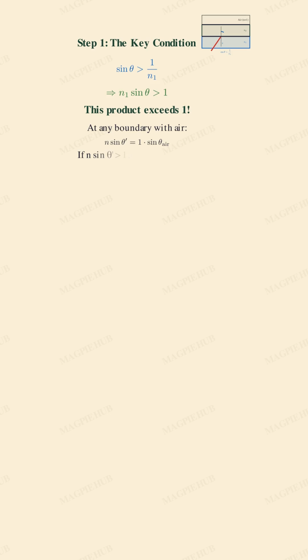Step 1, the key condition. Since sin theta is greater than 1 over N1, multiplying both sides by N1 gives us N1 sin theta greater than 1. This is crucial. By Snell's law, at any boundary with air, N sin theta prime must equal sin theta air. If N sin theta prime exceeds 1, then sin theta air would exceed 1, which is impossible. This means total internal reflection occurs at any interface with air.